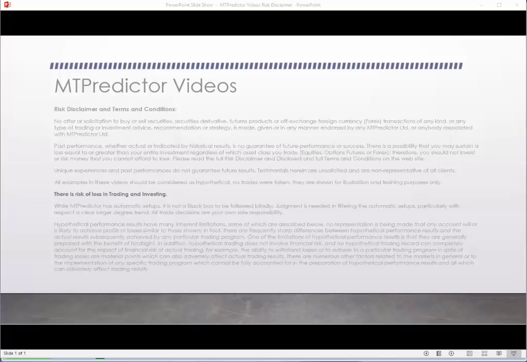In today's MTPredictor video, I'd like to have a look at a longer term picture of the Nifty on 15 and 60 minute charts. But as usual, let's start with our risk disclaimer.